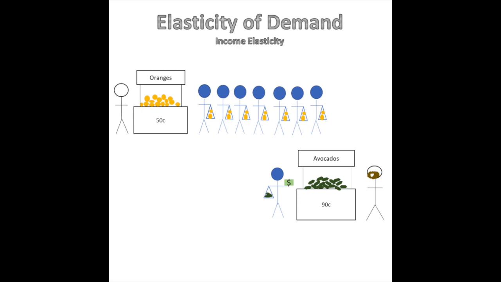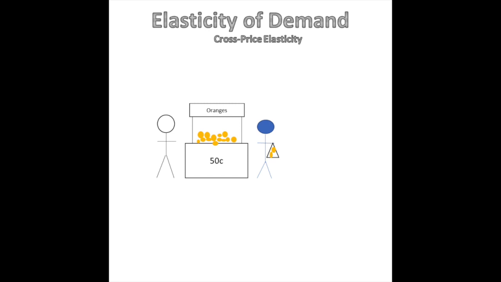This also holds true for price elasticity of demand. Necessities have relatively inelastic demands. Another type of elasticity of demand is cross-price elasticity. This measures how the quantity demanded of one good changes as the price of another good changes.